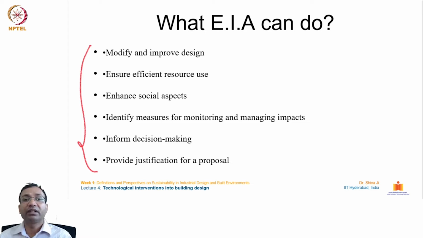For example, if there is a possibility that a certain kind of migration may be needed, some kind of relocation will be necessary for setting up a developmental activity, then rehabilitation processes can be taken care of to handle such a situation and enable those people to establish themselves somewhere else. These are the informed decision-making things which can be taken care of with the help of an EIA.